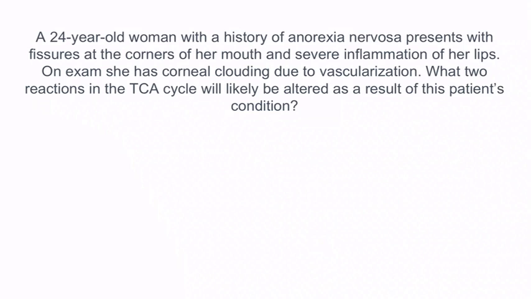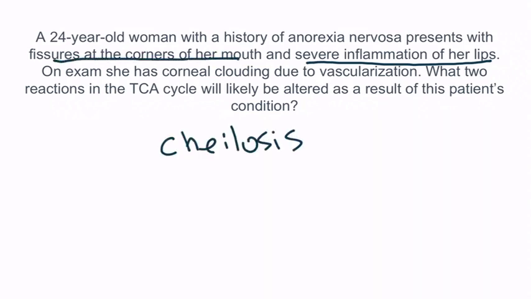From the question stem, hopefully you noticed that the patient has inflammation of the lips and fissures at the corner of her mouth. This is called cheilosis. Cheilosis and corneal vascularization are key findings in patients with vitamin B2 deficiency. Anorexia nervosa can result in vitamin B2 deficiency. Let's pull up the TCA cycle pathway and see what reactions would be affected.